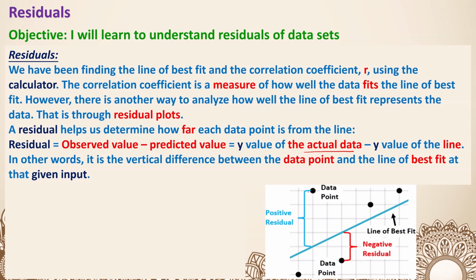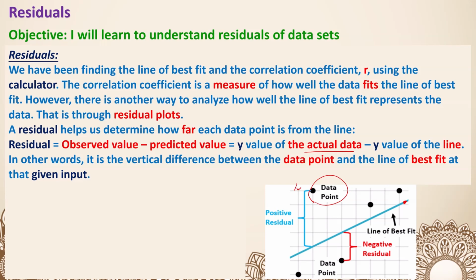Here's a visual of what residual represents. So these black dots, they are the actual data points. The blue line that we see, that is the line of best fit. So we have a few different scenarios. One, of course, we could have a point exactly on the line, then the residual is just going to be 0. And then we can have a data point that is above the line.